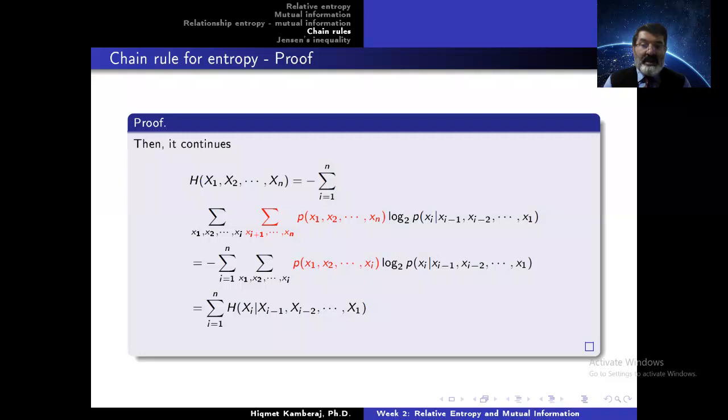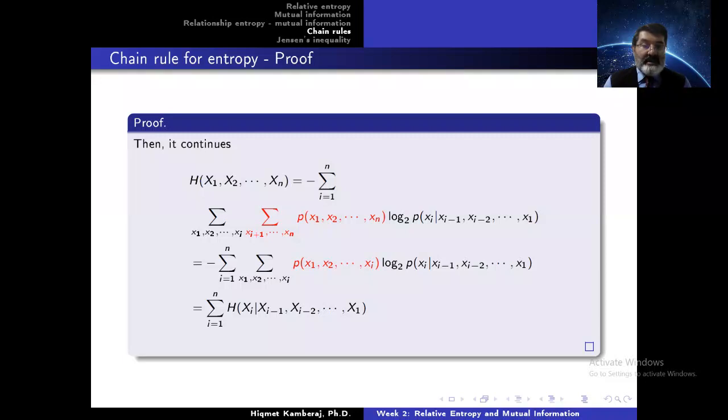So I have the first sum as it is, minus the sum for i from 1 to n. Then the second sum is split into two sums. First the sum over x1, x2 up to xi, and the second sum over xi plus 1 up to xn. Then I have as it is p of x1, x2, ..., xn. Then log with base 2 of the conditional probability p of xi conditional on xi minus 1, xi minus 2, ..., x1.